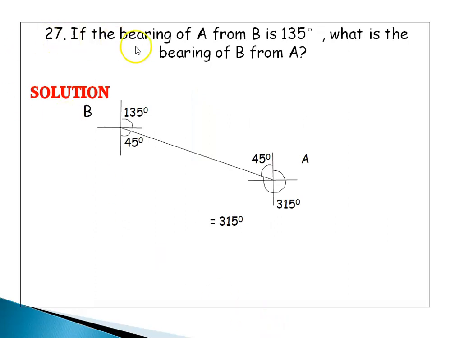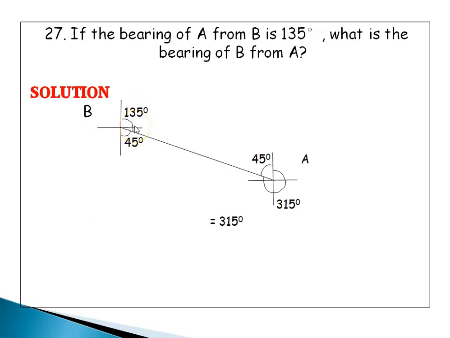Question 27. If the bearing of A from B is 135 degree, what is the bearing of B from A? So you need to draw your diagram for you to be able to explain this. So this is your A, and this is your point B. The bearing of A from B is 135. So we are reading clockwise. From here to here is 90.